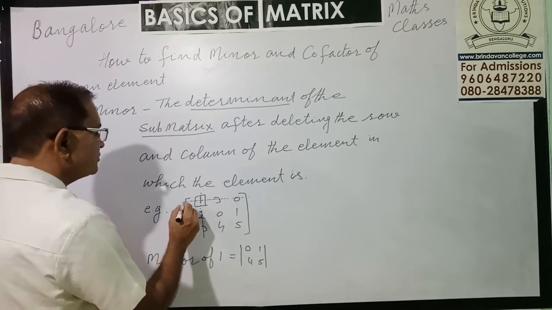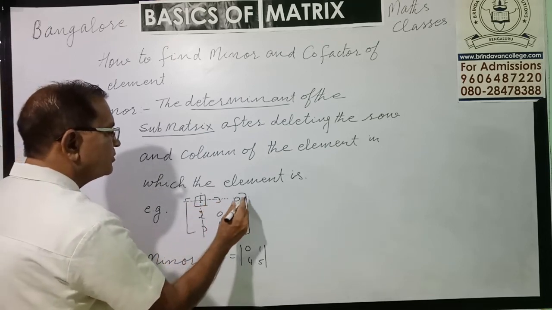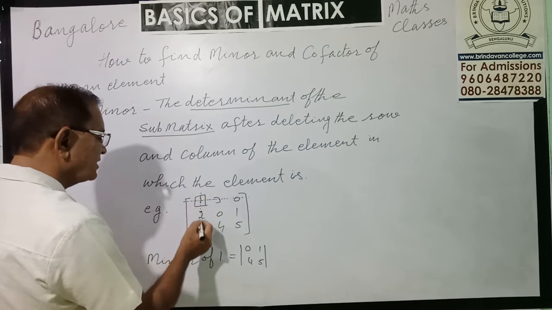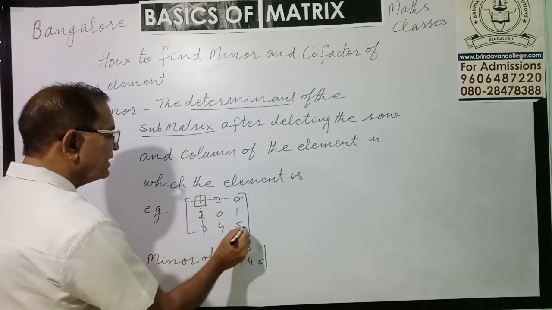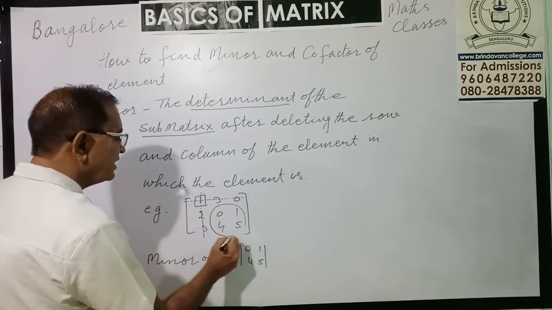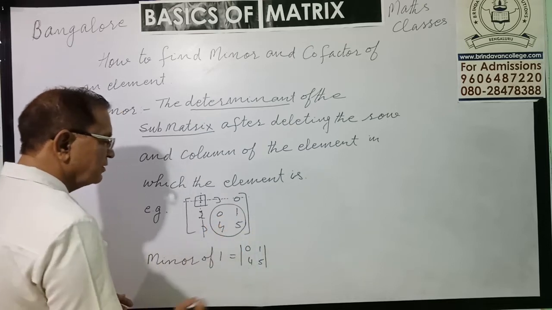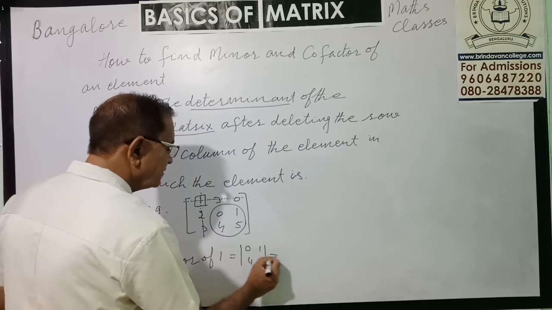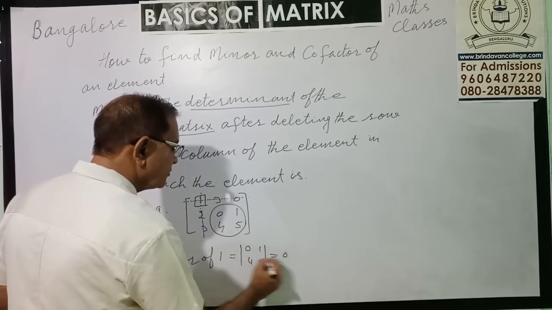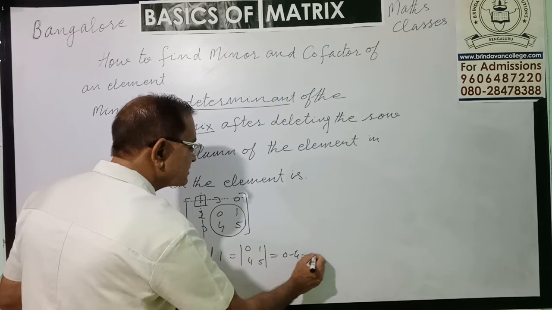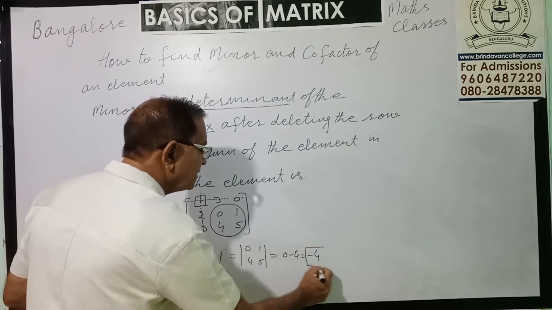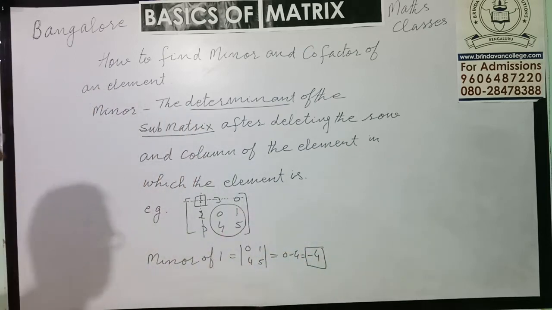1 is there in first row, cut that row. 1 is there in first column, cut that column. We are getting a submatrix with the elements 0, 1, 4, 5. Go for its determinant, which will come out to be 0 minus 4. Thus, its minor will come out to be minus 4. That is how we are supposed to find the minor.